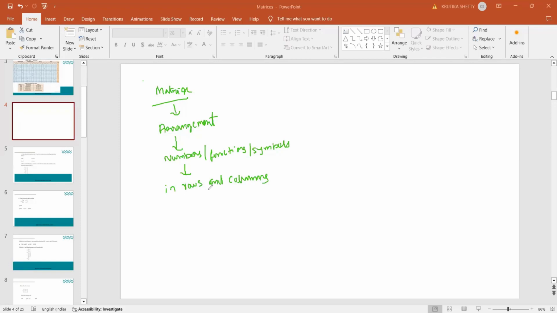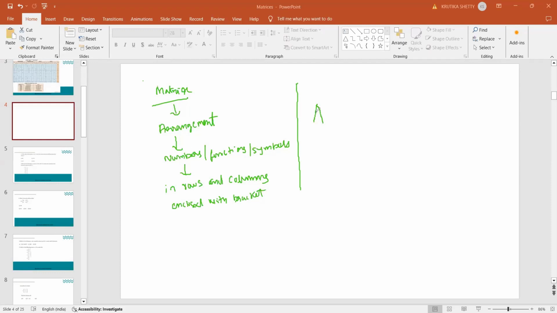And all these elements are enclosed in rows and columns, enclosed within a bracket. So this is the definition of matrix. It is an arrangement of numbers, functions, symbols in rows and columns enclosed within what? A bracket.